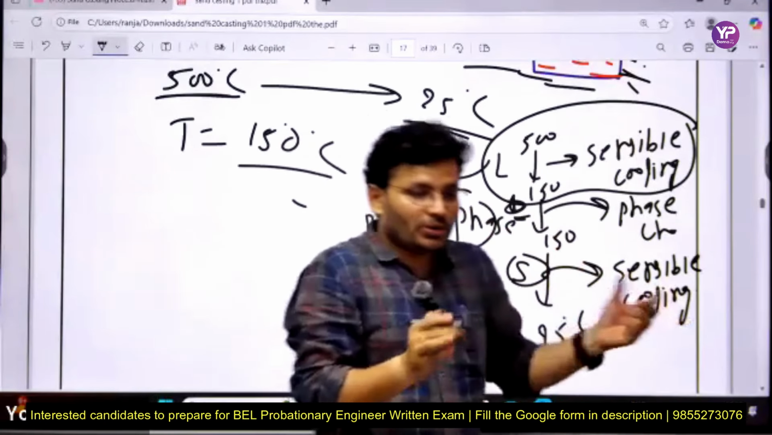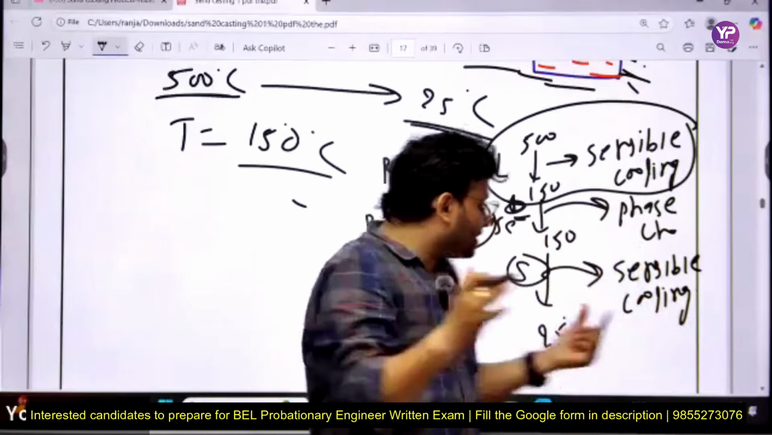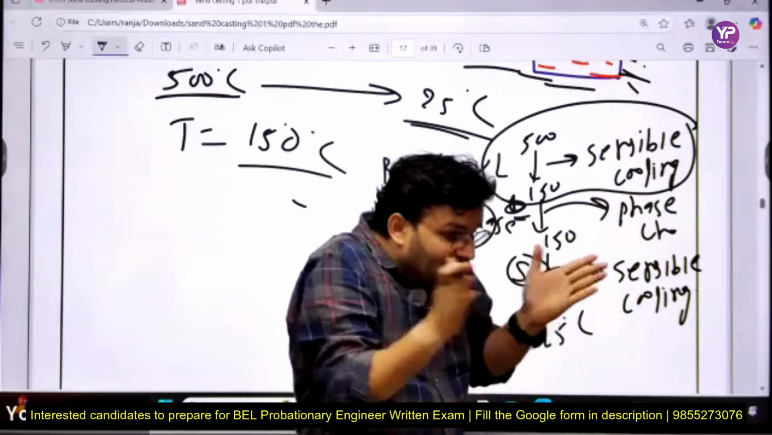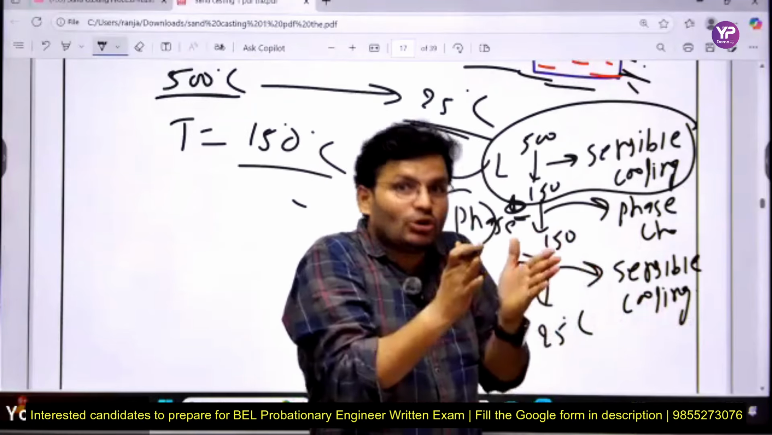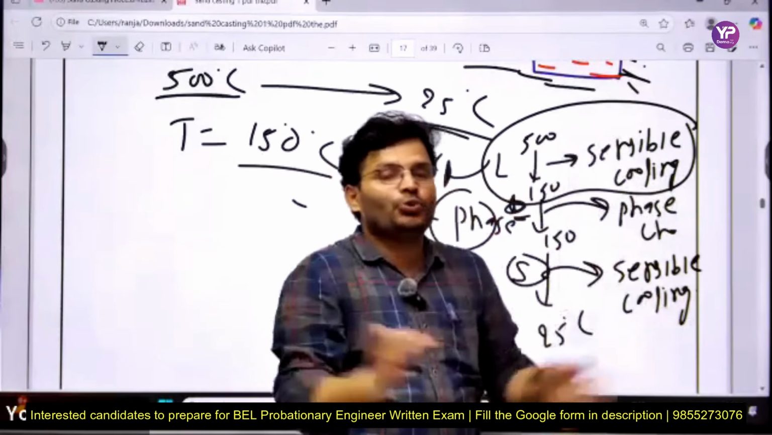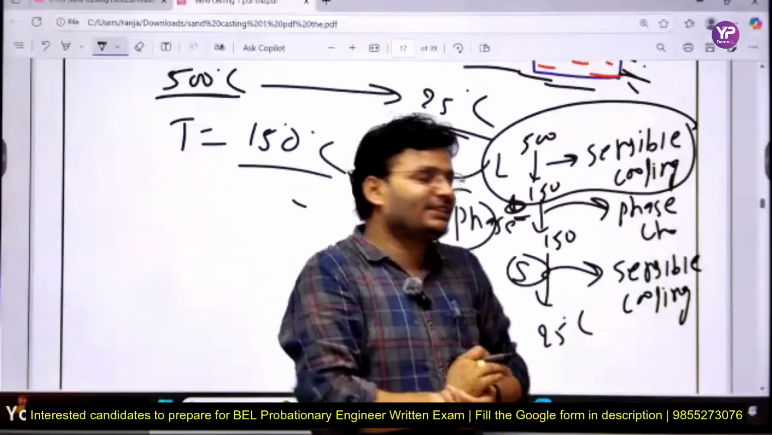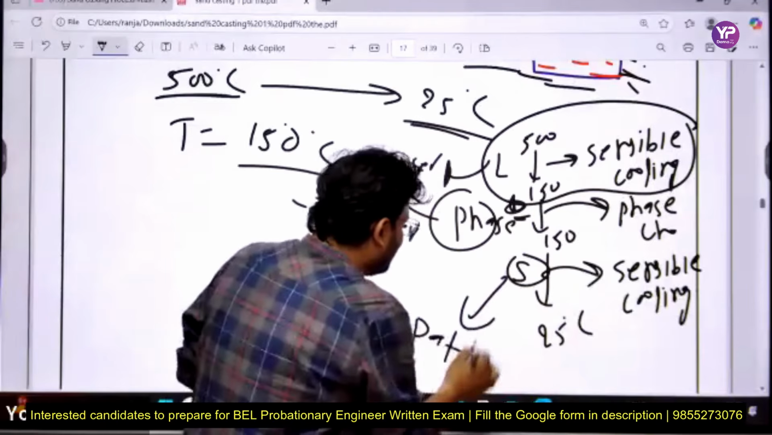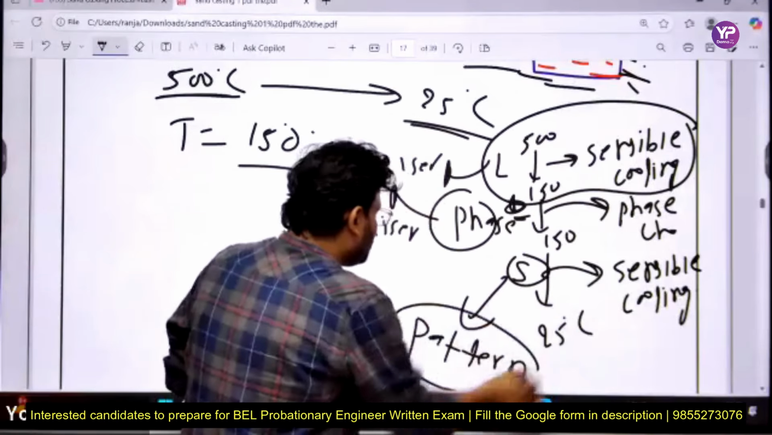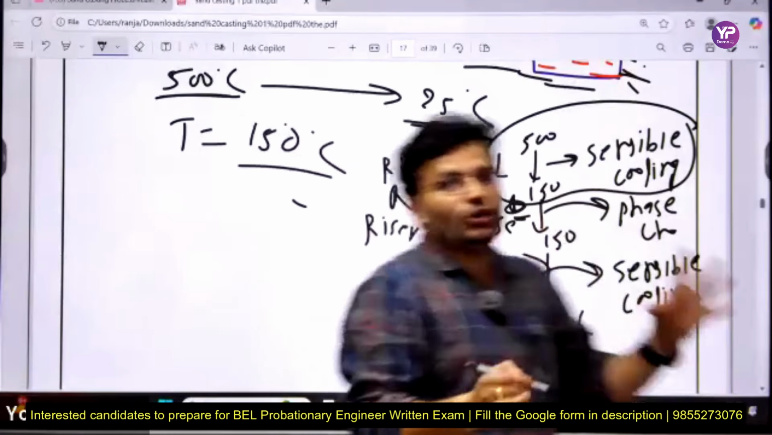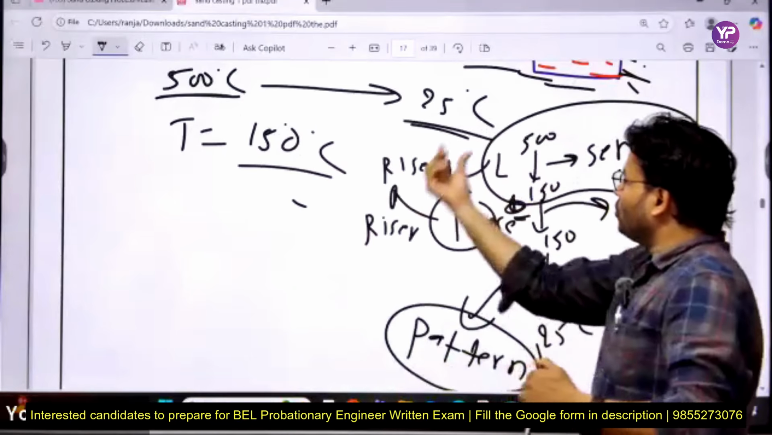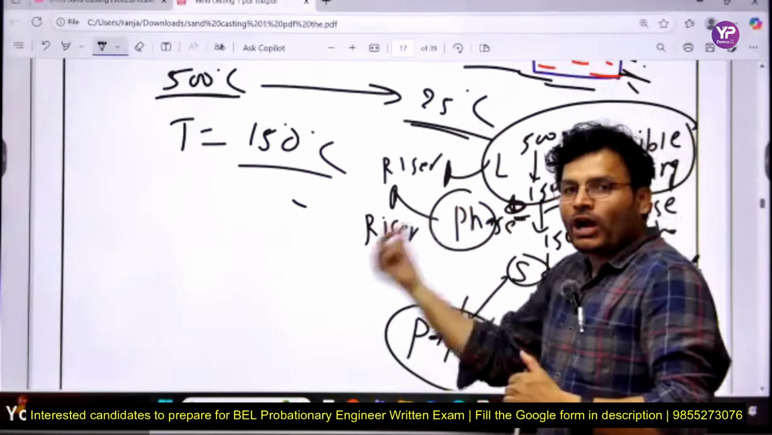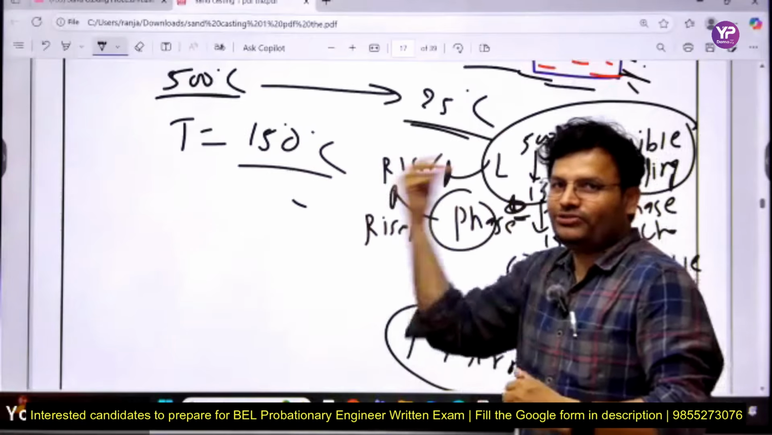And once you get the solid, again the temperature is 150 degrees Celsius, it has to become 25 degrees Celsius, and this compensation will be provided by the pattern itself. I will make the pattern larger. So basically the riser is going to compensate the liquid state or sensible cooling, or the metal requirement during the phase transfer or phase change.